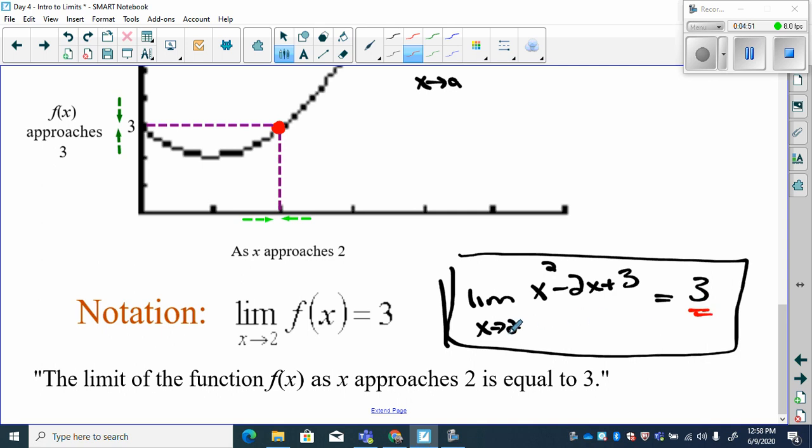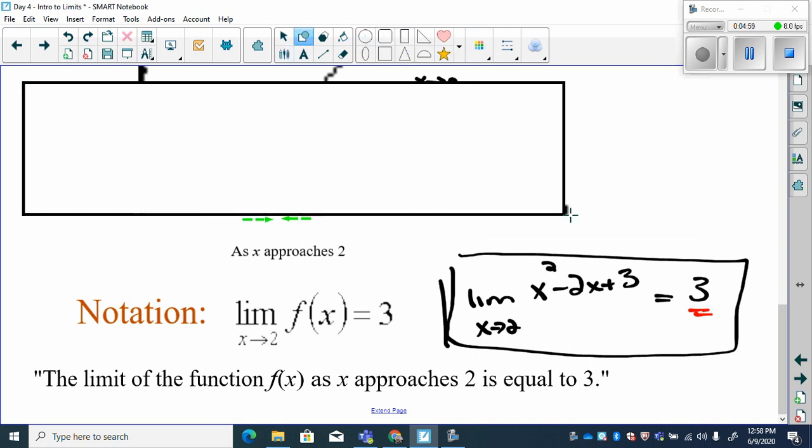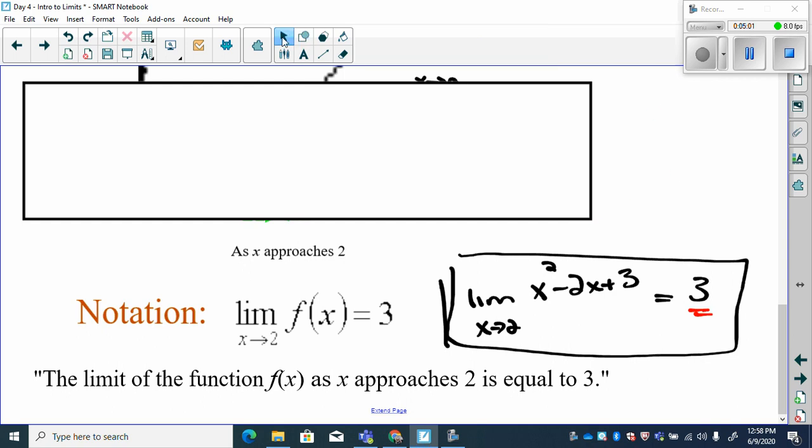The other option is to try direct substitution. So if I don't see this graph here, without the picture, I'll just block it out. I could try to substitute a 2 in for x. 2 squared is 4. 2 times 2 is 4. That would say 4 minus 4, 0, plus 3. I'd get 3. Either way, I'm going to get 3.